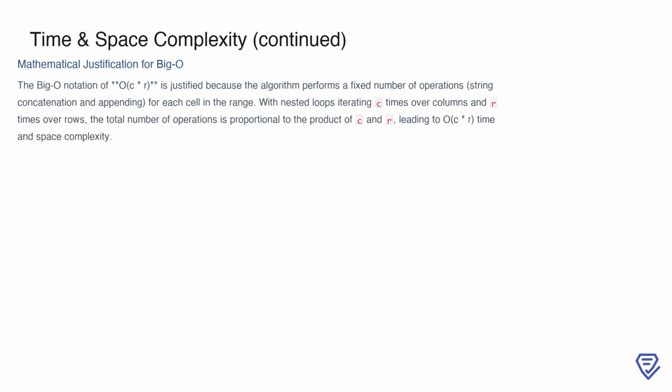Similarly, the space complexity is dominated by the result list, which stores one string for each cell in the range. As the number of cells is also C × R, the space complexity is O(C × R) as well. This systematic breakdown confirms both the time and space complexities of this algorithm.